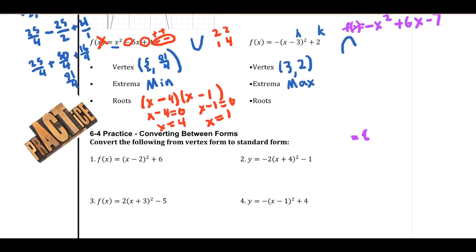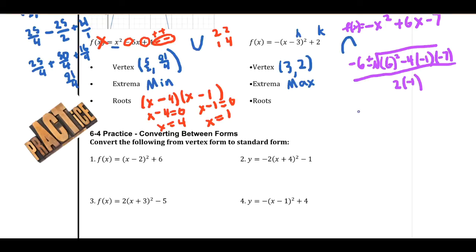Now this does not look like something that is going to be easy to factor, so I am going to use the quadratic formula on this. So I am going to plug this in as negative b, so negative 6 plus or minus the square root of b squared minus 4ac over 2a.